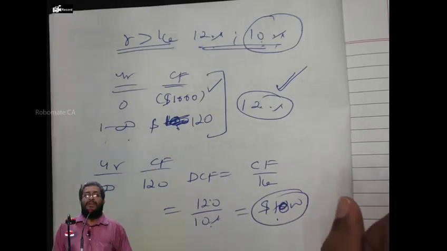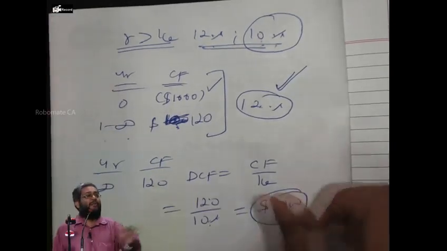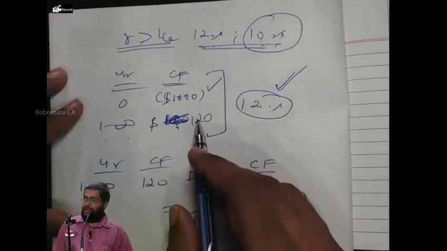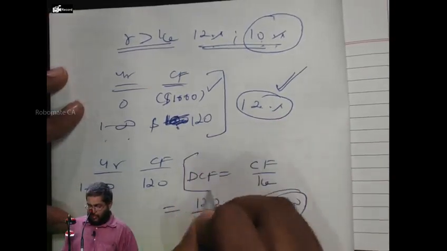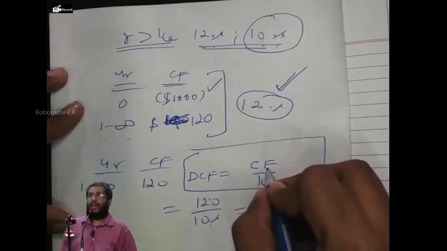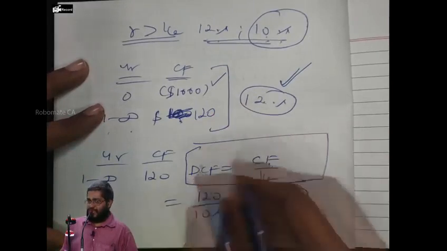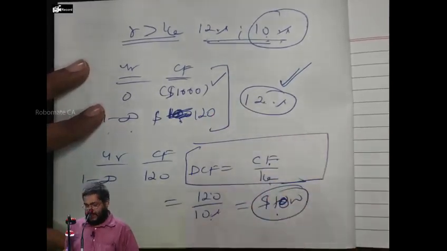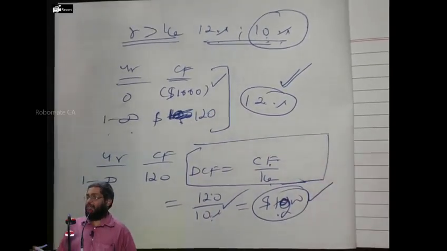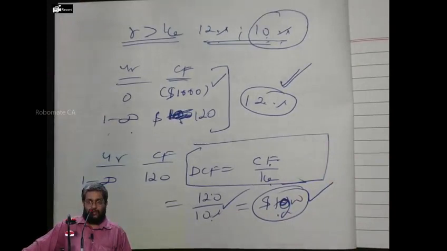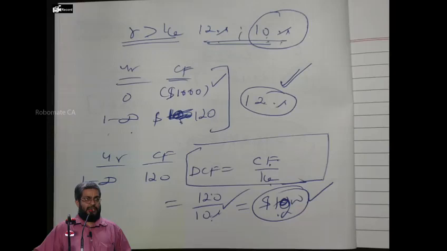Write down: the value of the asset is the present value of the future cash flow, so the value of the asset is DCF, equal to cash flow by KE. Here the required return is KE. DCF is equal to cash flow by KE, which is 120 divided by 10%. What is the value? 1,200. The value of the asset is $1,200.